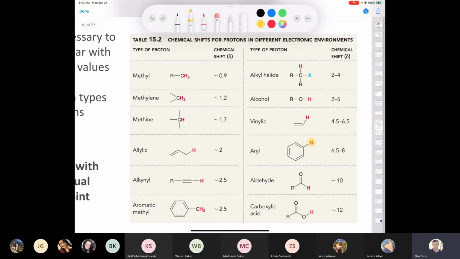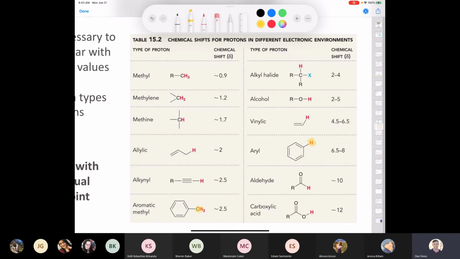Some other ones that I think don't take that long to memorize: an aldehyde is pretty unique. It's around 10 parts per million. And I told you earlier today there was a little typo in my slide. It should have said up to 12 parts per million. And the carboxylic acid proton will come out around there. Other ones that are important are an alkyne. If you have a terminal alkyne, so that means there's a hydrogen on the sp hybridized carbon or one of them, then that's going to have a chemical shift around 2.5 parts per million.